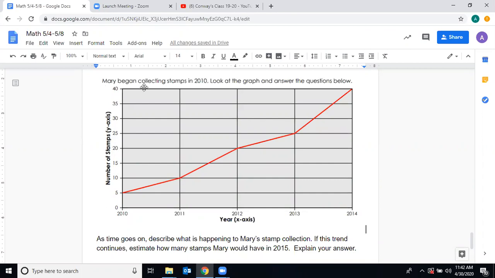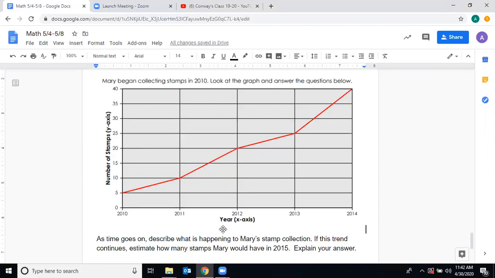It says, Mary began collecting stamps in 2010. Look at the graph and answer the question below. So we need to look at our y-axis, which is the number of stamps. What do we notice about that, and how do the numbers look? You should see that it's counting by 5: 0, 5, 10, 15, 20, and so on. Again, this way you don't have to make 40 lines.